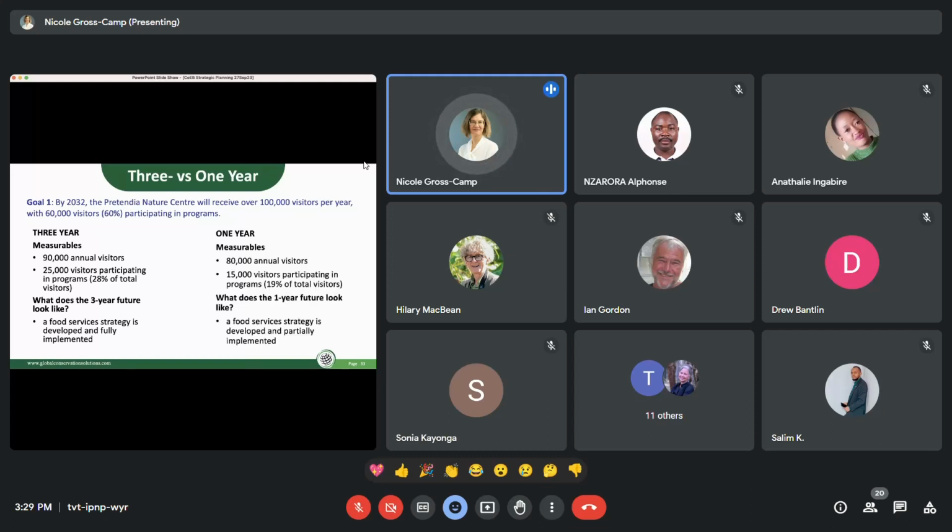In contrast, their 1-year goals, measurables, were 80,000 annual visitors, 19% of which are going to be participating in programs. And they want to have this food service strategy developed by the end of their 1 year, but only partially implemented, so not fully operational. Maybe they're testing it out a bit. And so there was much more to this, but this just gives you a snapshot of what this process looks like.